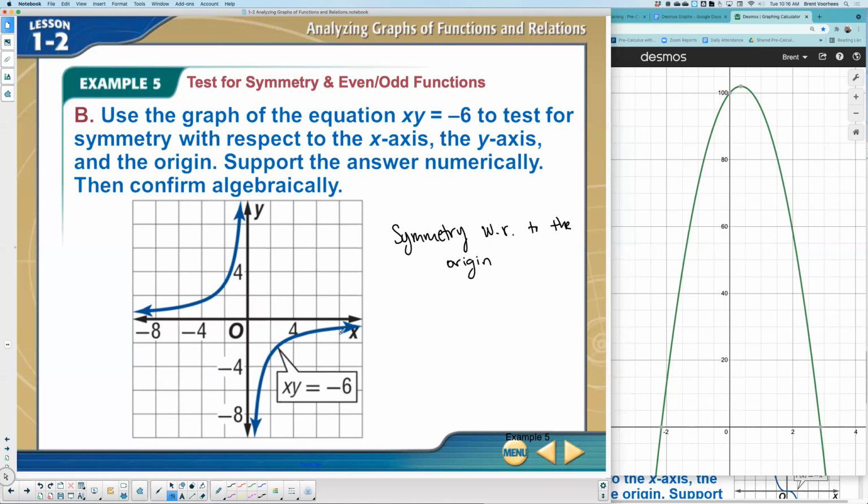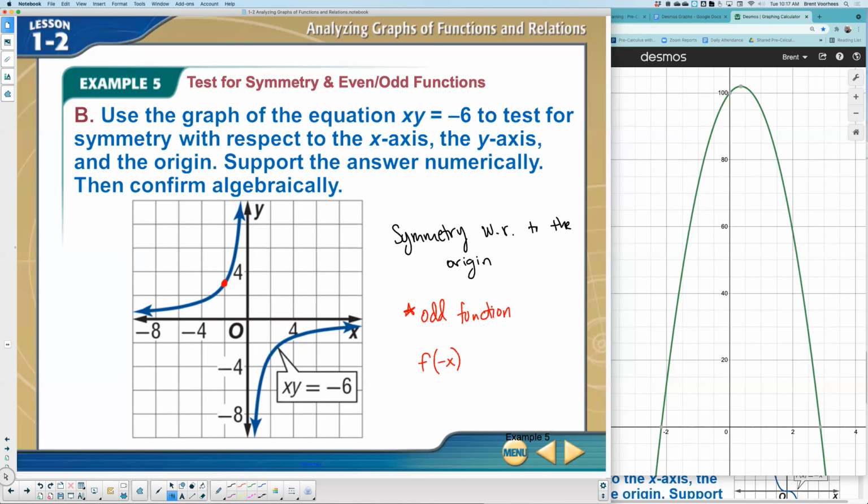Okay. So if it has symmetry with respect to the origin, what that would mean is if you picked any point. Oh, sorry, there's another name. What's the other name we could call this? Odd function. Good. It's an odd function. What that means is if you chose any point on there, doesn't matter, any point at all. Let's just say we chose this point right here, which I don't know what it is other than I'm going to say it's a negative x and a positive y. Would you agree with that? It's a negative x and a positive y.